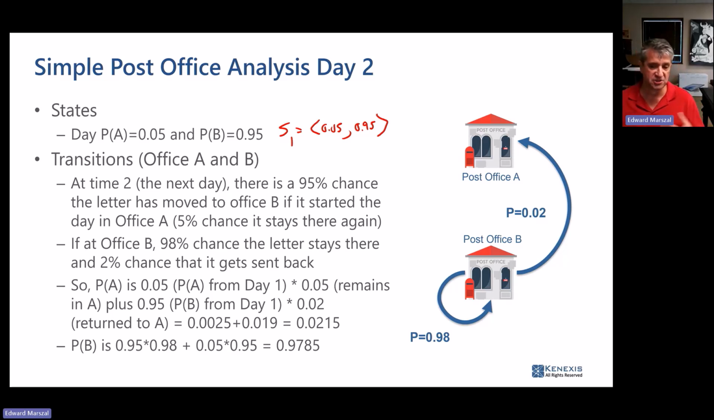But I can still transition. Post office B is not an absorbing state because someone can accidentally send the letter back to post office A, because they put it in the wrong pile, they misread it, whatever the reason. There's a 2% chance that it's going back to post office A.